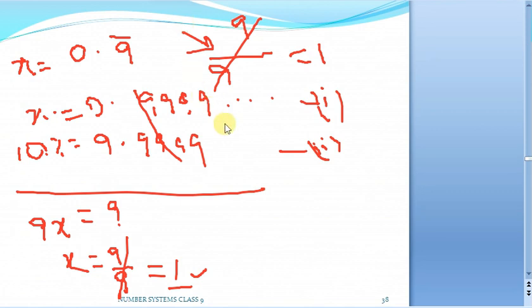I hope the decimal conversion, that means converting the decimal form into the rational form, is clear to you, and we shall see the remaining things, such as representation of numbers on the number line. We can represent these numbers also on the number line. So we shall take it in the next session.